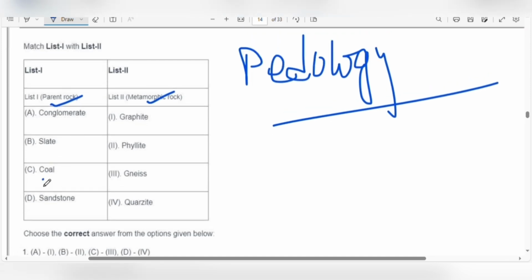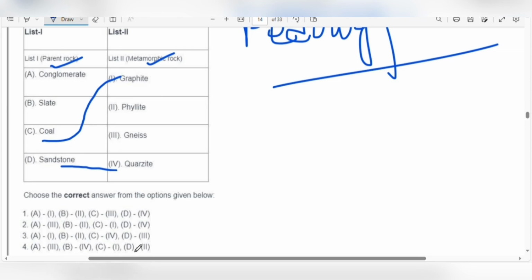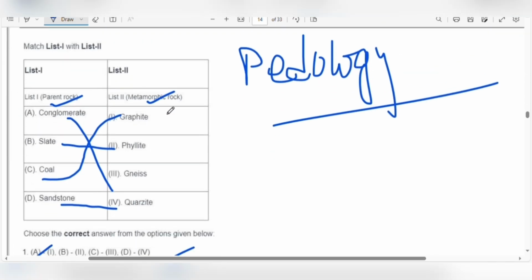We know coal gets converted to graphite. Sandstone gets converted to quartzite, right? So with these two options, we will try to check the answer. C1 and D4. Yeah, we are getting it. C1 and D4. So A is 3 and B is 2. Even if you don't know all the answers in match the following, this is a good thing. If you surely know one or two, you will most probably get the answer. So here the answer is option 2, and it is an easy question, but you have to read the rocks portion.